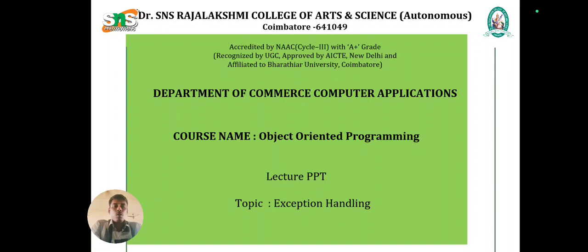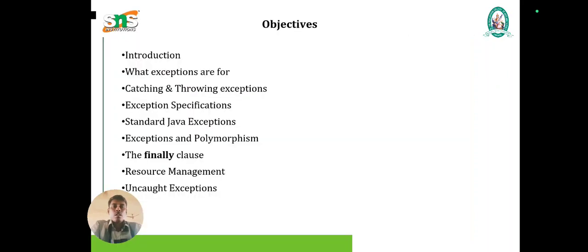Today we are discussing exception handling in object-oriented programming. First one is introduction. Second one is what exceptions are for, catching and throwing exceptions, exception specification, standard Java exceptions, exceptions and polymorphism, the final class, resource management, uncaught exceptions. These are the main objectives of the exception handling we are discussing.